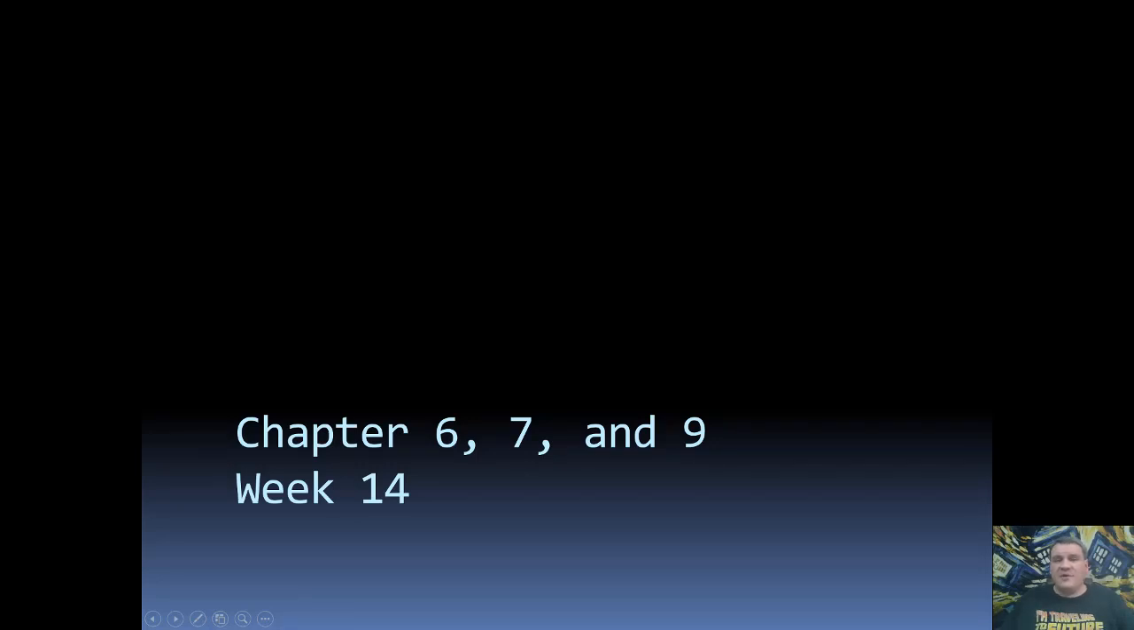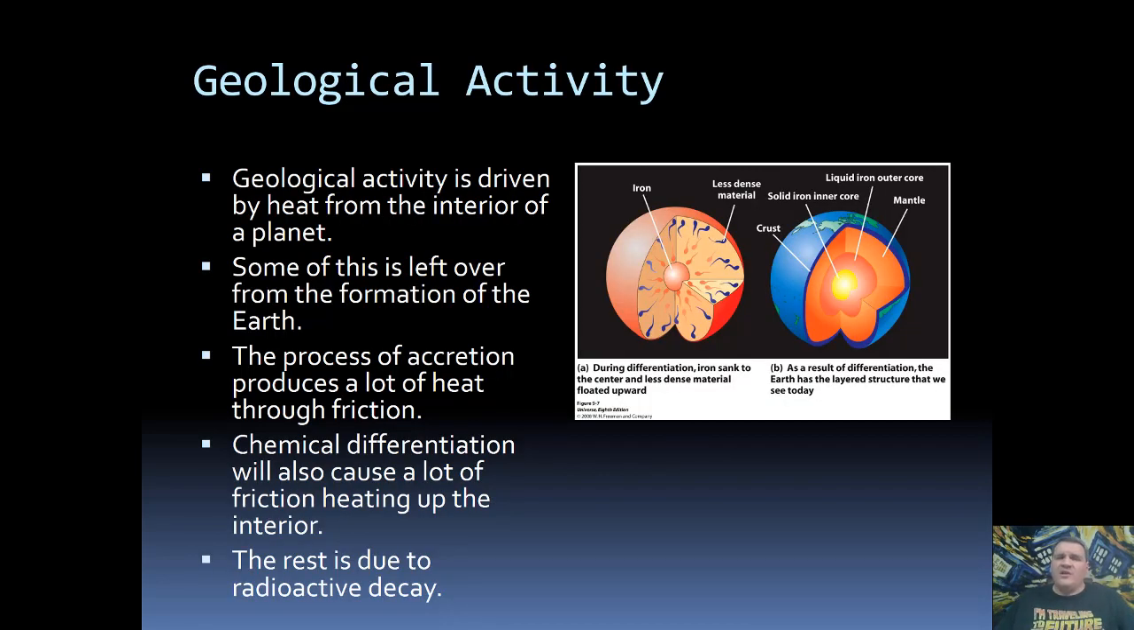So let's talk a little bit about geologic activity and the atmosphere. What drives geological activity for a terrestrial planet is the internal heat. You need something that is going to cause enough heat that things will be melted so that they can shift around. Well, the heat for the Earth comes from three different sources.